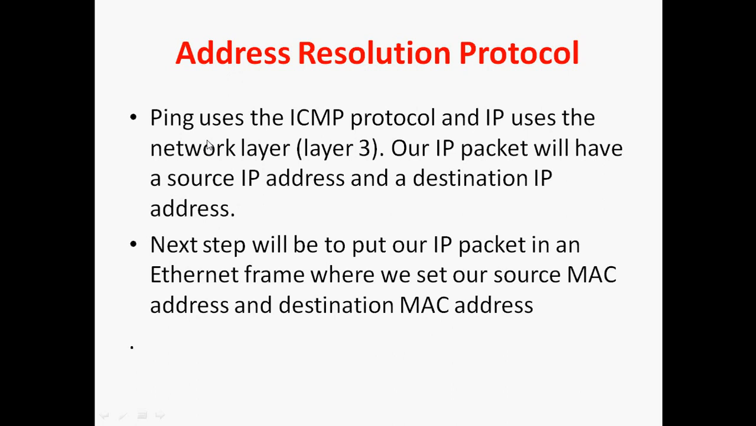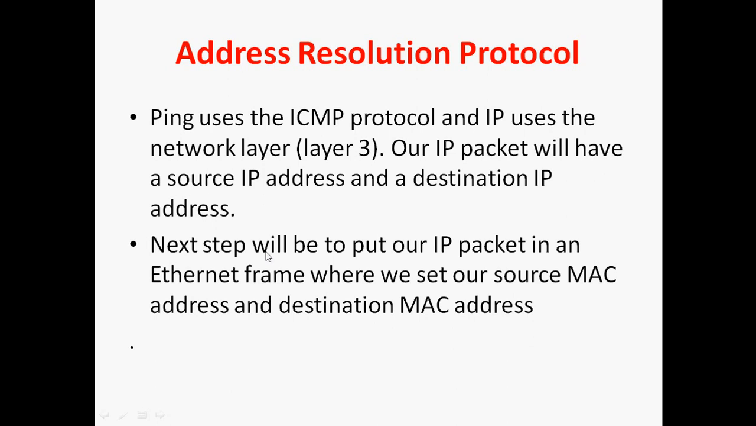Here from PC1, if I ping, it uses the ICMP protocol, and IP uses the network layer. IP comes under the network layer, that is layer 3. So our IP packet will have the source IP address and destination IP address. Normally from one PC to another PC, if you are trying to ping and giving the destination IP, in the backend the ICMP protocol will be used. Normally ping uses the ICMP protocol. Source and destination IP addresses come under the network layer, that is layer 3. That's why I mentioned it here.